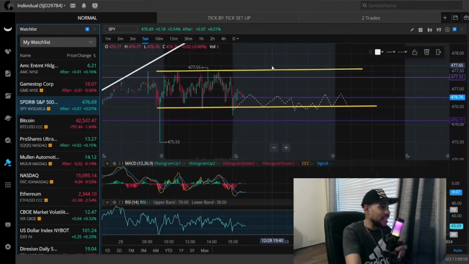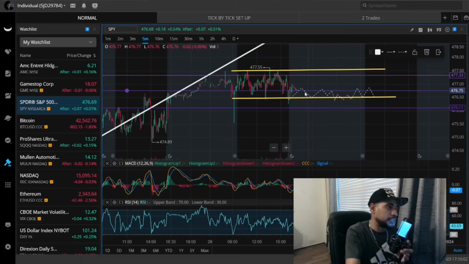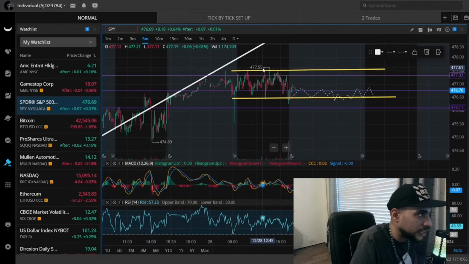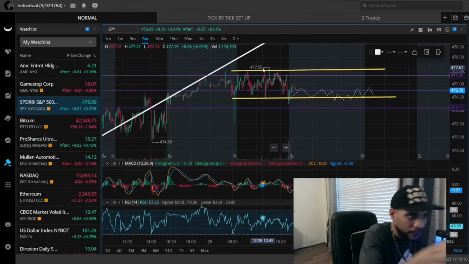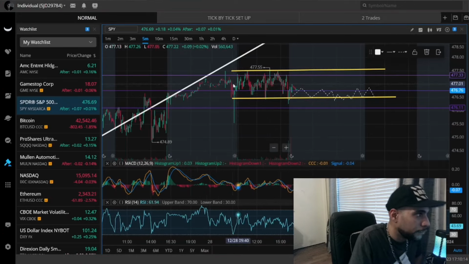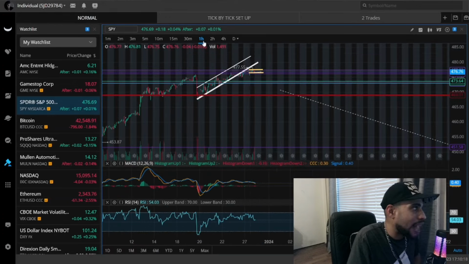SPY has been basically flat for the whole day. It's been consolidating, making multiple tops here at the 477.55 level in that range. Also, there's that 477.33 level that you guys can see here on the side of your screen. I do believe SPY is going to be able to hold these ranges, but I think it's topping out.